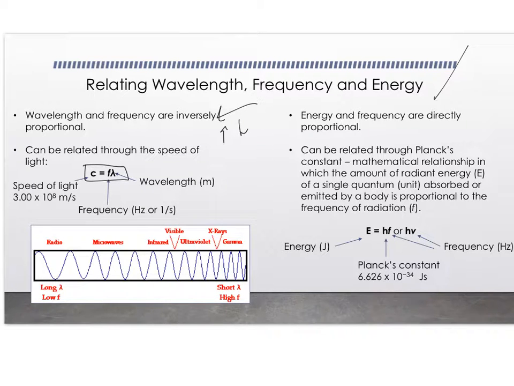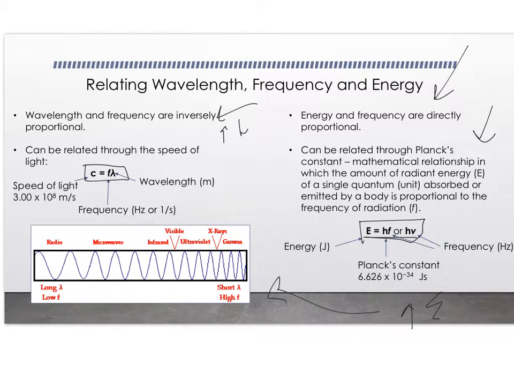Then if you look at energy and frequency, we can relate them through Planck's constant, which is noted as 6.626 times 10 to the negative 34th joules times second. These are actually directly proportional. He used mathematical relationships in which he said the amount of energy of a single quantum or unit absorbed or emitted by a body is proportional to the frequency of radiation. That just means the higher the frequency, the higher the energy.